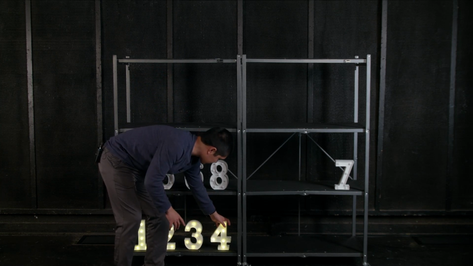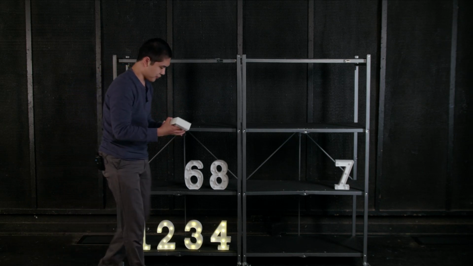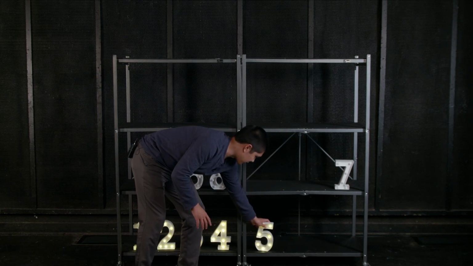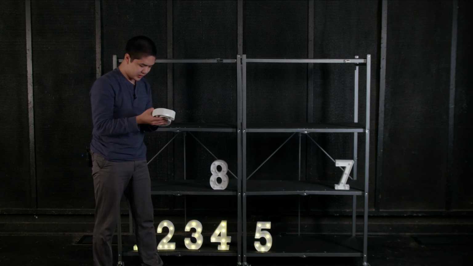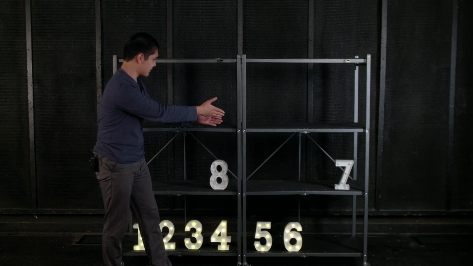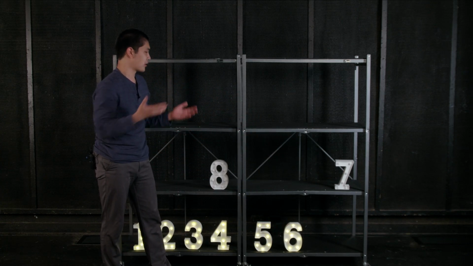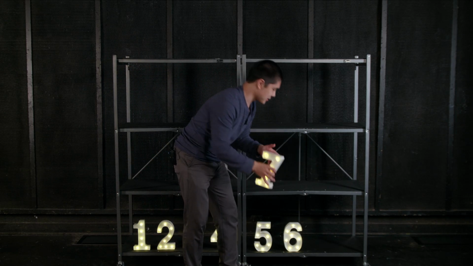And now I'm comparing the 5 on the left with the 7 on the right. The 5 is smaller, so the 5 goes next. Next, I'm comparing the 6 on the left with the 7 on the right. The 6 is still smaller, so that one is going to go next. Now I'm comparing the 8 and the 7, the only 2 numbers left. The 7 is the smaller between the 2, so I'll take the 7 and put that into place.